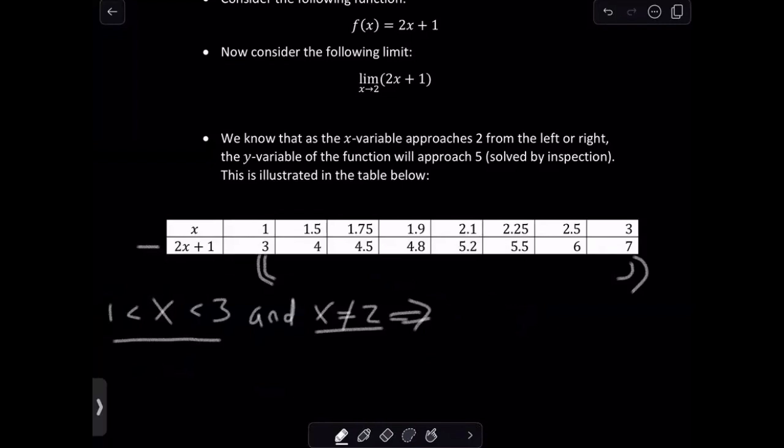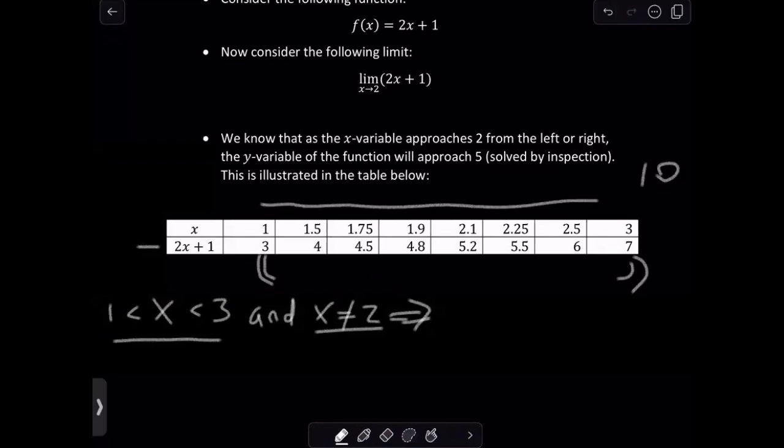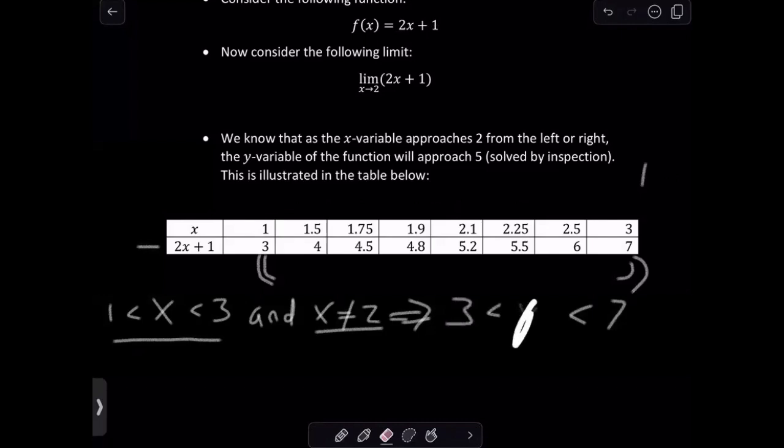You can't get a y value of 10, because take any number between 1 and 3, don't choose 2, and sub it in that function. You're never going to get an answer of 10. So what we can say with certainty is that the y value is going to be trapped between 7 and 3. But how can I write the y value of a function? Another way of writing the y value of a function is f of x.